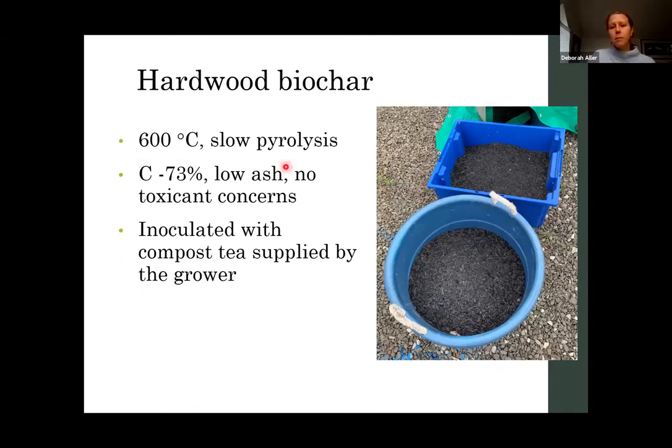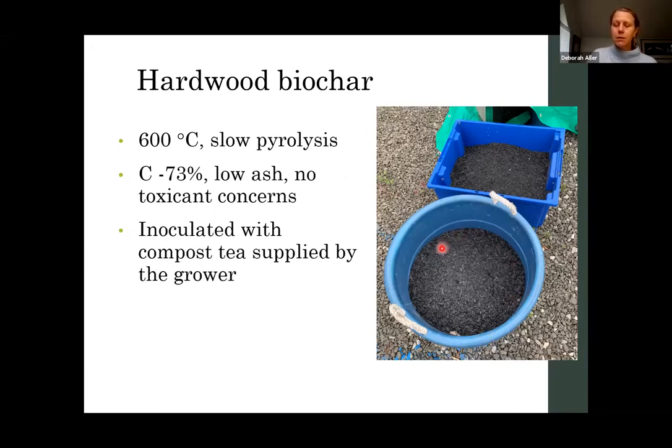Just a couple properties about it. It's a slow pyrolysis biochar produced at 100 degrees centigrade. It's about 73% carbon, with a very low ash content and no toxicant concern. We did do a full toxicant assessment of the biochar in this trial, which is not something everyone's able to do because it costs upwards of $1,500, which is something that Jillian described in her presentation last week.